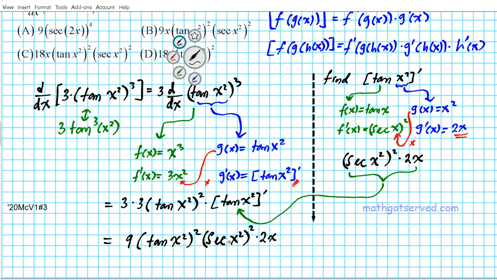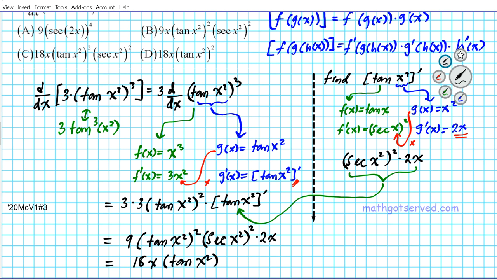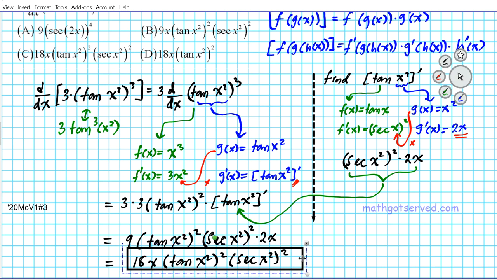Okay, so we can combine this 2x and the 9 together. If we do that, we're going to have the final answer 18x tan x squared times the quantity secant x squared. Ladies and gentlemen, that's the final answer for question number 3. Okay, so let's see which one is the answer. Answer to number 3 is option letter C.